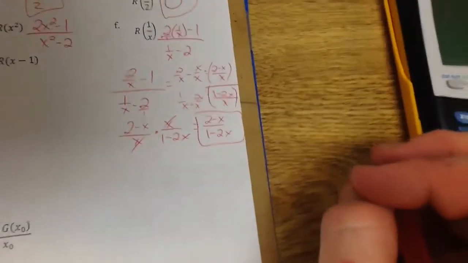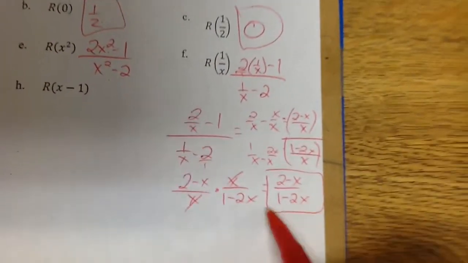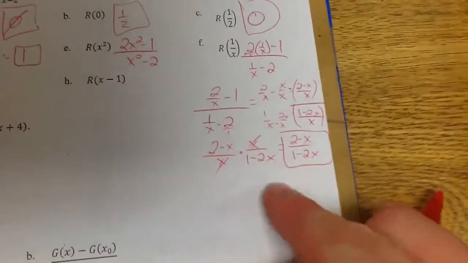I don't think there's anything you can do with that. If I pull out a -1, that's 2x plus 1. Yeah, nothing.